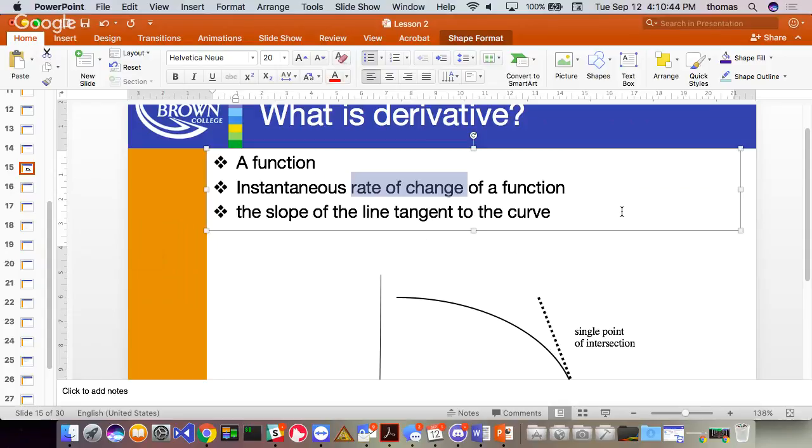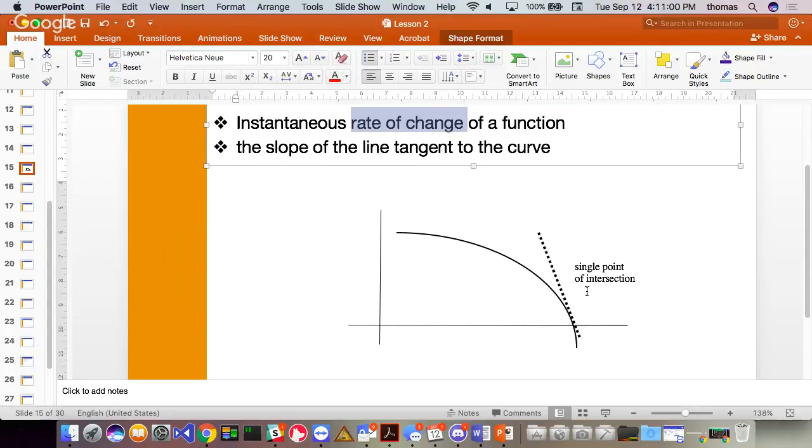Also, if you think about it, it's the slope of the line tangent to the curve, right? So whatever that tangent line is to the curve, the slope at that particular point, that is the derivative. That equates to the derivative function. So here's an example, a single line, single point of intersection on this particular tangent. Notice that there are many, many tangents, depending on which point you're talking about, right?